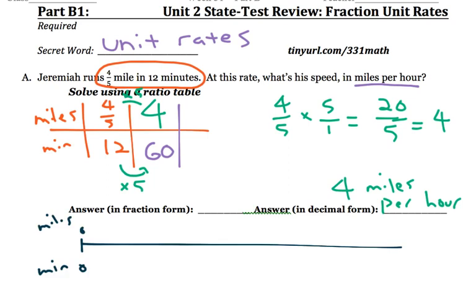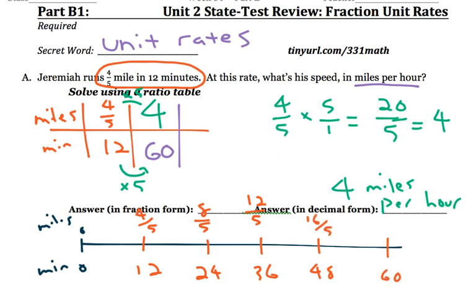A few of you like doing this on a double number line like this. 12 minutes would be 4/5. Another 12 minutes would be 24. Another 4/5 would be 8/5. Another 12 would be 36. Another 4/5 would be 12/5. And then you can keep scaling up in this way to get the answer of 20/5, which of course is equal to 4.